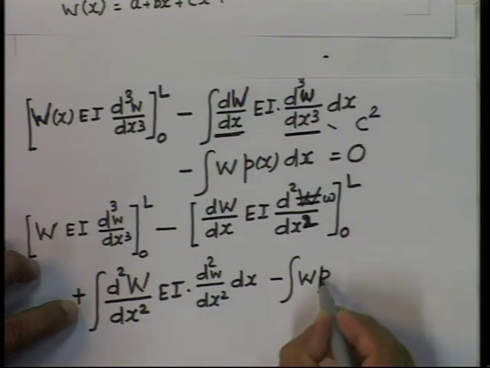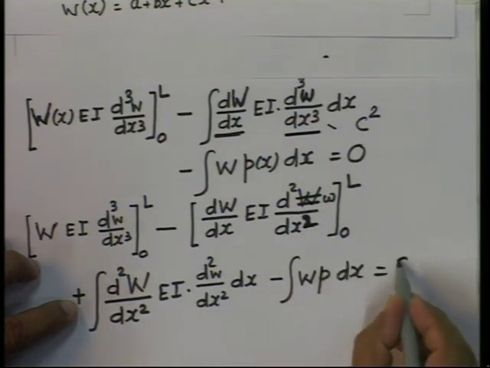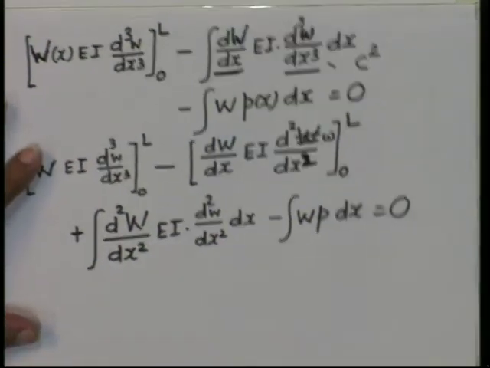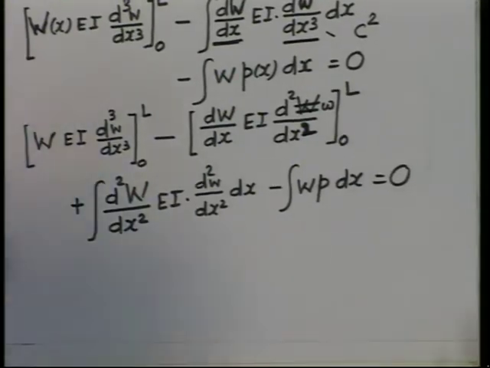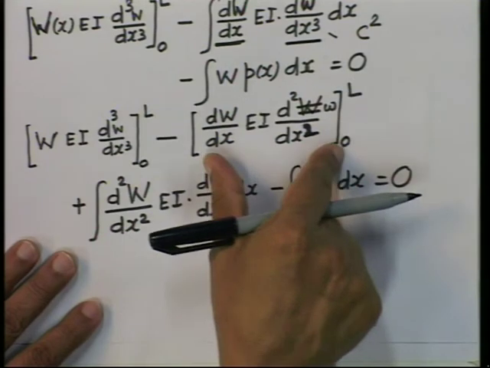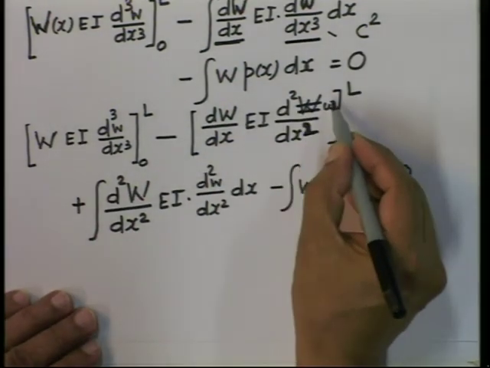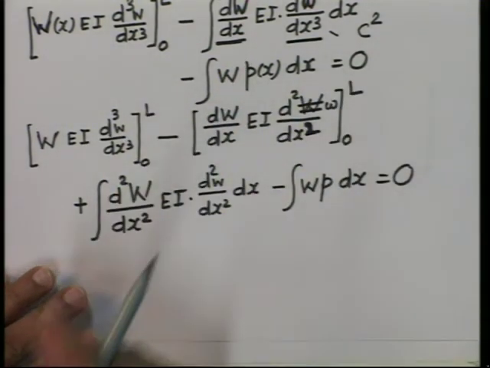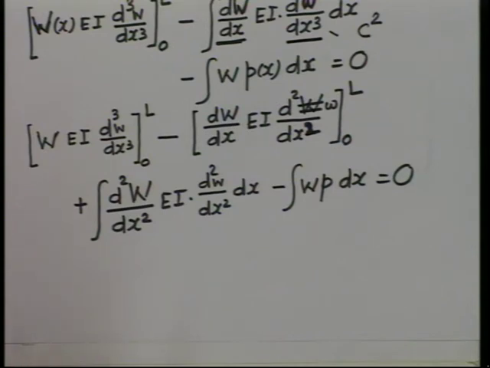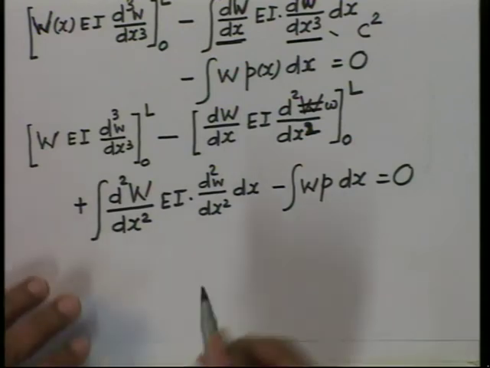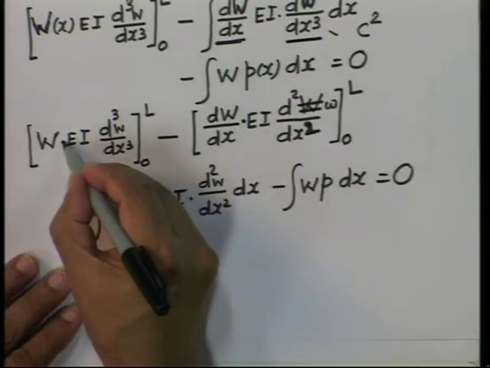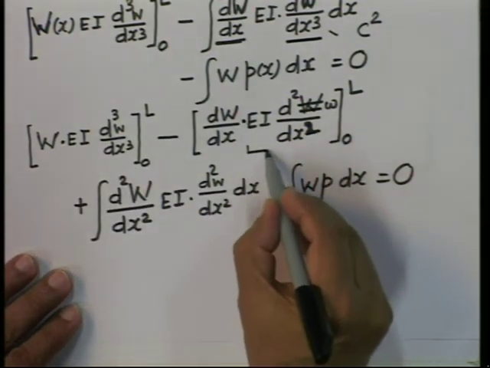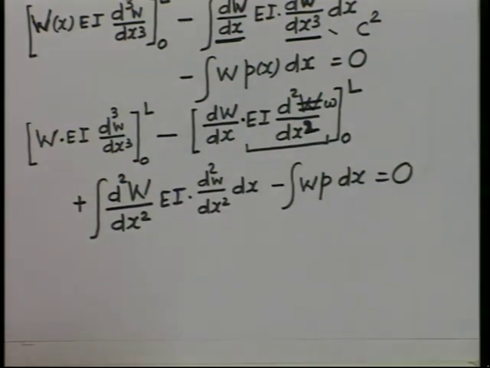w p dx. So, there are now two boundary terms. Of course, E I times the second derivative of w is the moment at 0 and L, and this is the shear force at the two ends. See, this represents work; this is a basic principle. This moment does work on what?